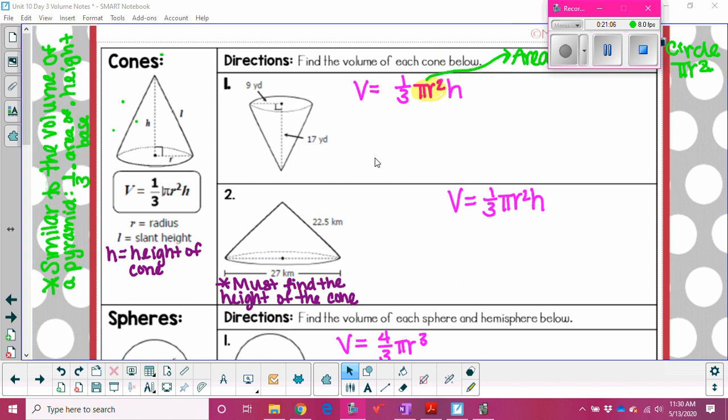So you just have that volume equals 1/3 times pi. Your radius is 9, so it's 9 squared, times the height, which is 17. Now I'm going to get this in terms of pi because that's the most accurate way to do so. I'm going to say 1/3 times 9 squared times 17.